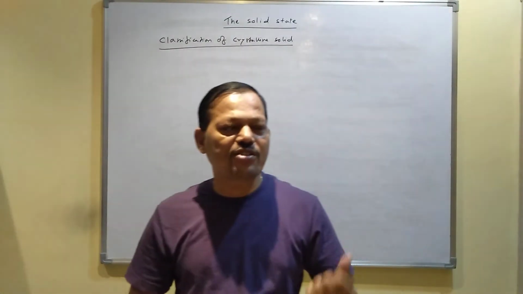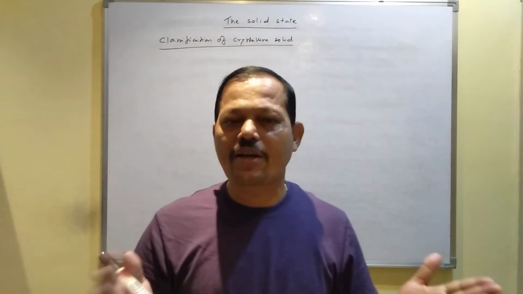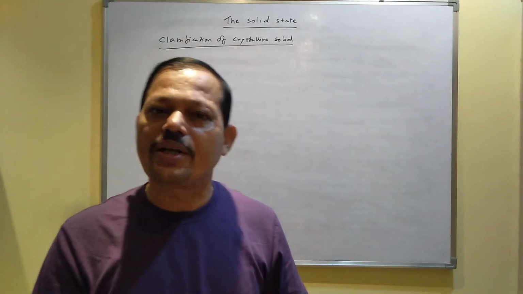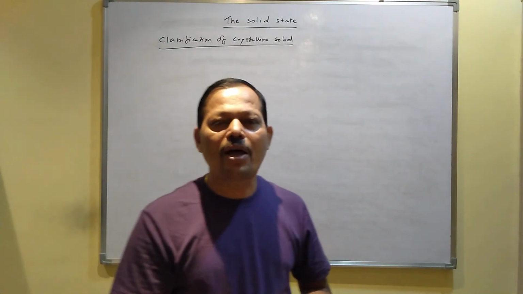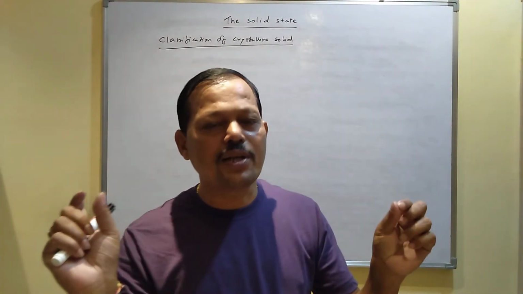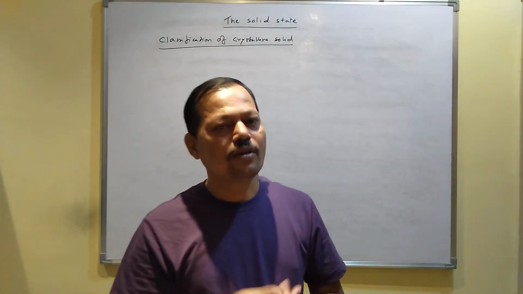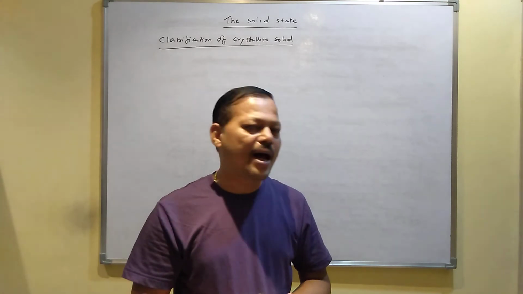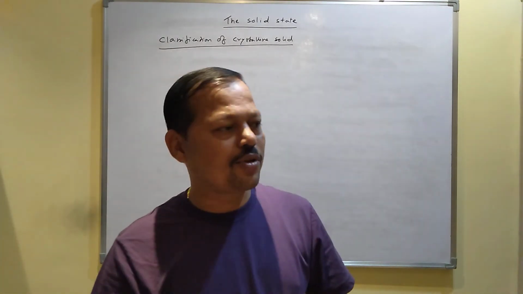For example, you can consider solid carbon dioxide. Carbon dioxide normally exists as gas, but you will get solid carbon dioxide also. So in solid carbon dioxide, you will get the CO2 molecules. Since the particles are molecules, that is one example of molecular solid. Ice is also one example of molecular solid.